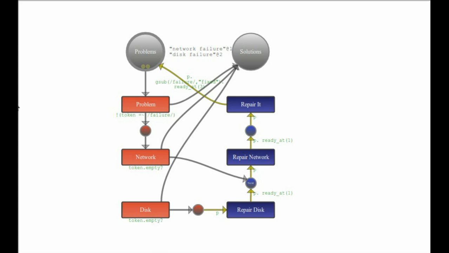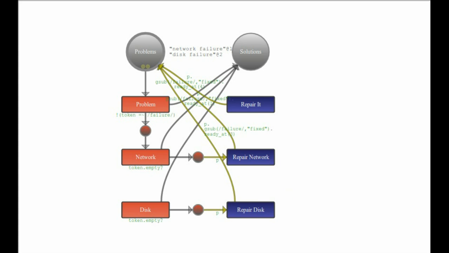Let's reload that. Okay, that's looking a lot better. Now we see that if, for example, a network fails, you repair the network and cycle back to the problems. If the disk fails, you repair it, cycle back to the problems.